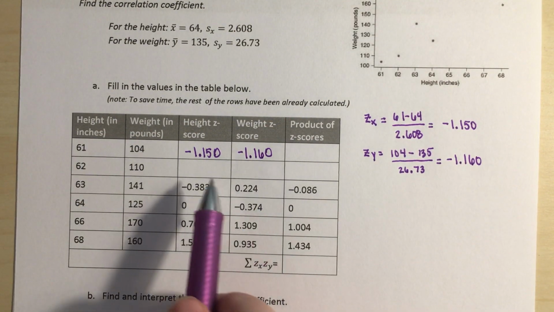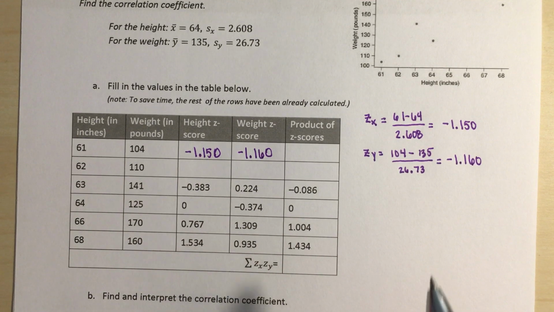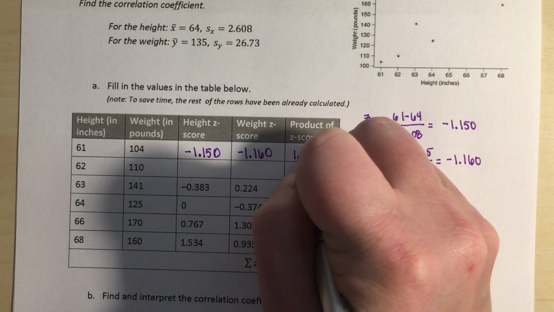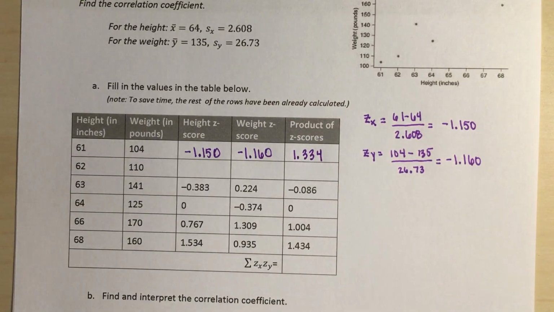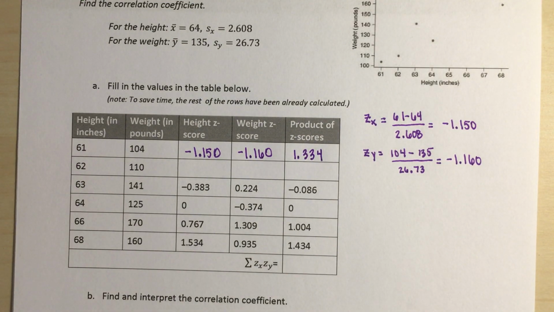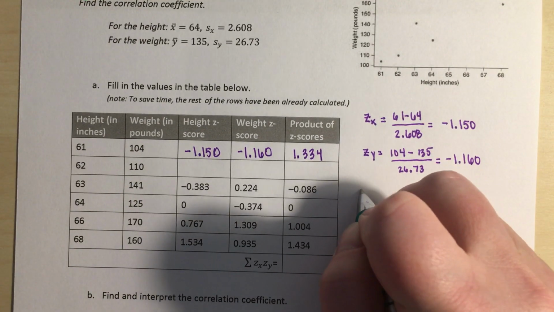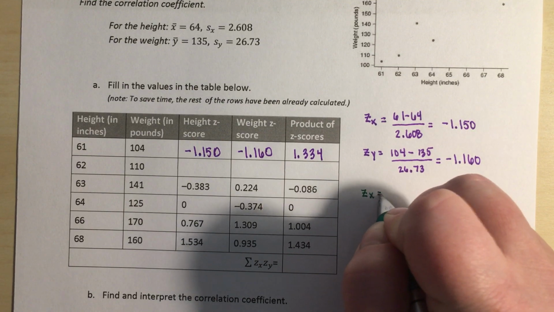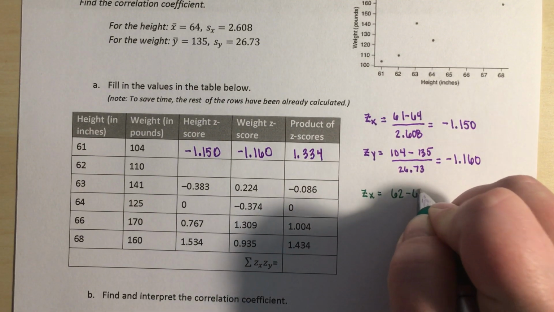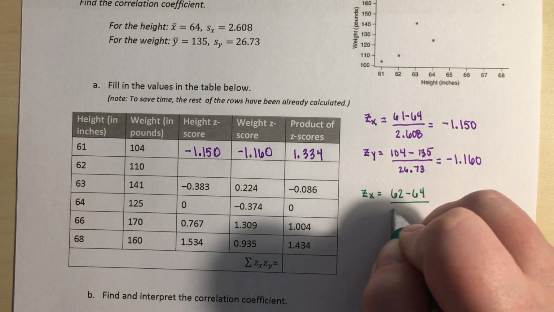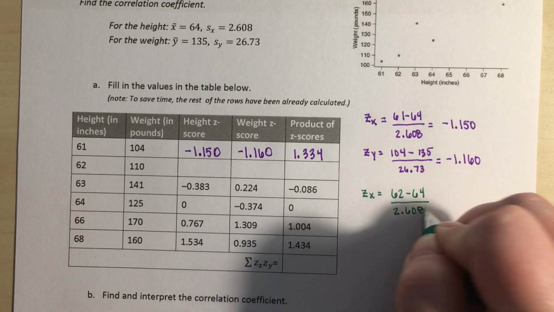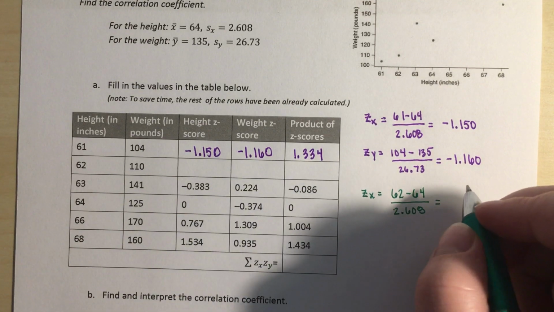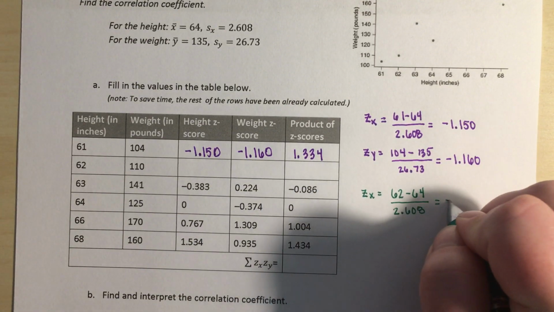And then we're going to multiply these 2 values together to get our product. So negative 1.150 times negative 1.160 is going to give us a positive 1.334. All right, now we're going to do this again for our next data value. So now we have a height of 62. So our z-score, our observed value, 62, minus our mean, 64, divided by our standard deviation, 2.608, gives us negative 0.767.